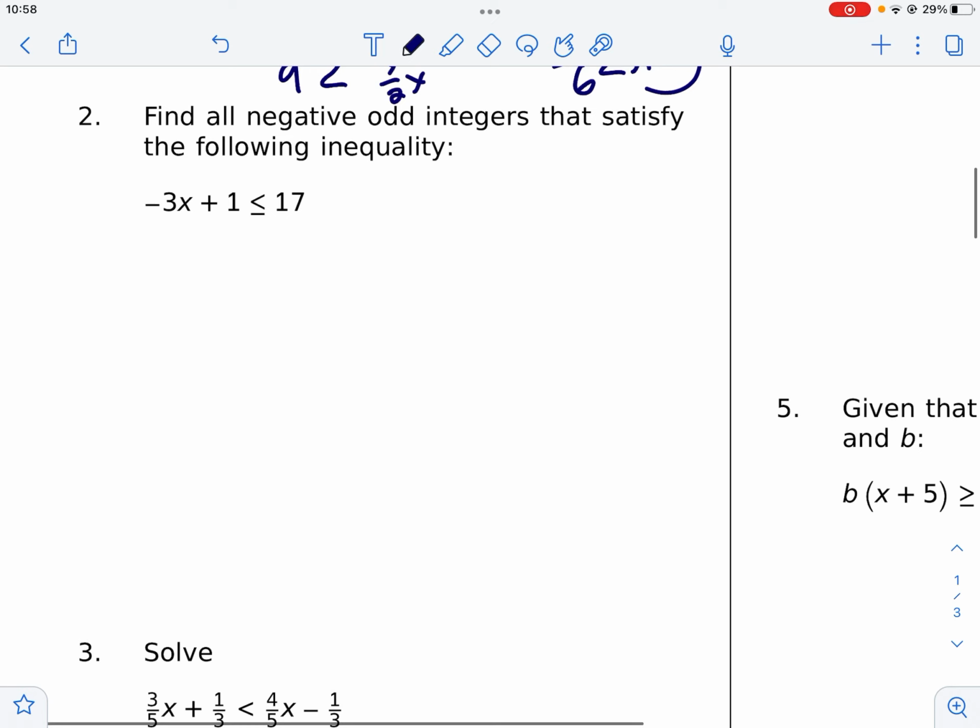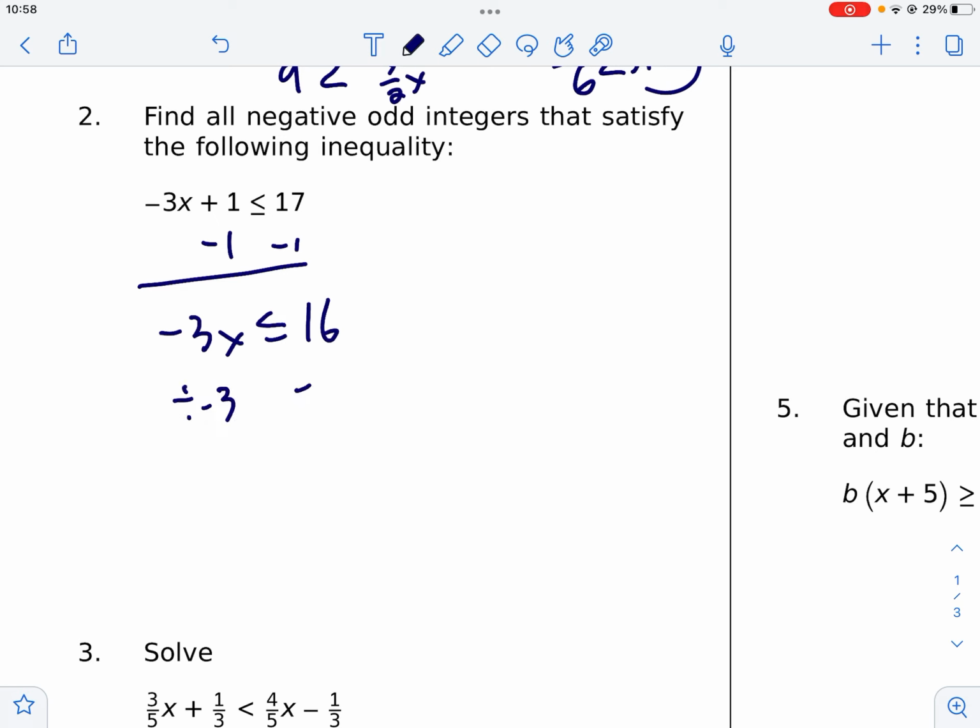For number 2, we'll start by subtracting 1 on both sides. And then from there, dividing by -3. Anytime we divide by a negative, we need to change the sign of our inequality from less than to greater than, or vice versa. So here, x is greater than or equal to -5 1/3, or -5.3.